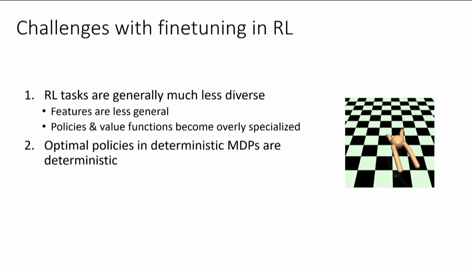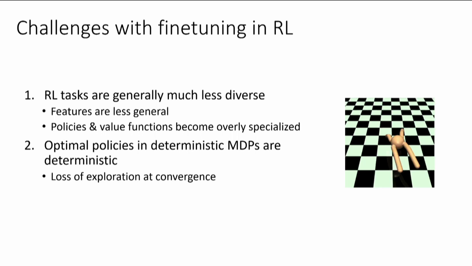You can actually prove this. If you have a fully observed MDP, there exists an optimal policy that is deterministic. There might also exist another optimal policy that is stochastic, but usually most reasonable reinforcement learning algorithms like policy gradient will actually recover a deterministic policy at convergence. And if you recover a deterministic policy at convergence, then you're losing the ability to explore.